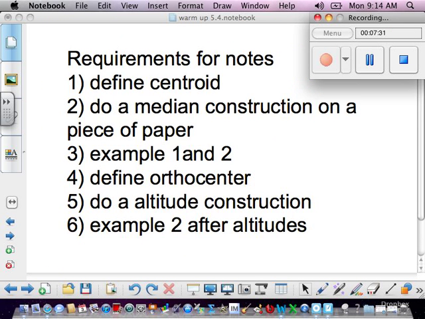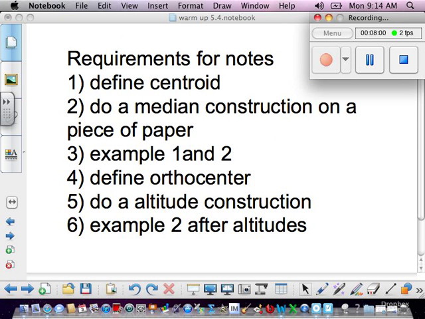All right, so ladies and gentlemen, before the end of the hour, you're going to fill out on this sheet these things. One, you're going to define what a centroid is. It is in your book. Okay? You're going to define what a centroid is. It tells you what a median is. It tells you how to find the median of a triangle, how to make a median of a triangle. So you're going to do this construction on a separate sheet of paper.